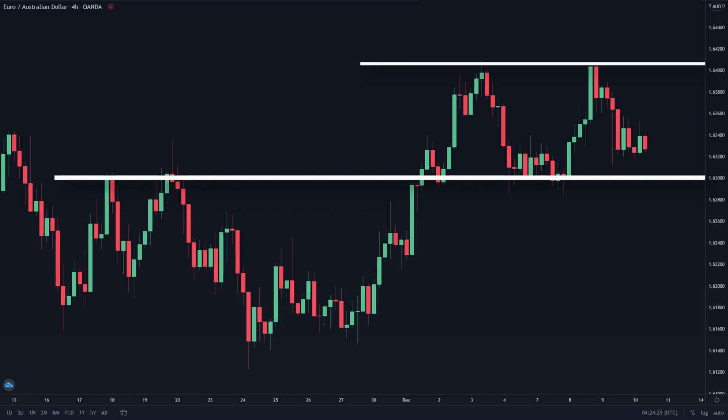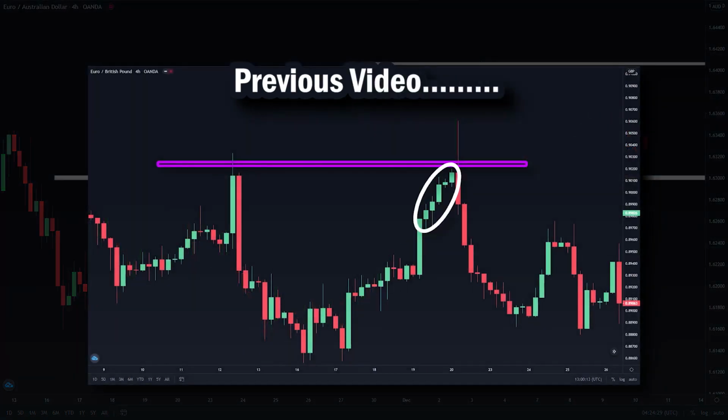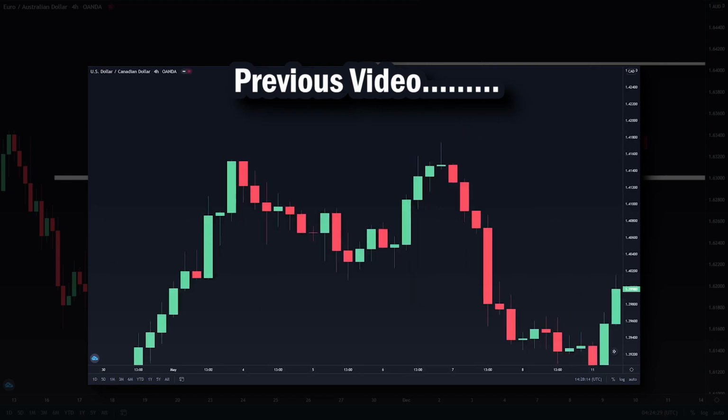Now, notice that by only drawing the lines that actually matter and ignoring the ones that don't, it makes your chart look a lot smoother. And if you want a more in-depth explanation about the entry and exit strategies that you can use with support and resistance, you can check out my previous video.